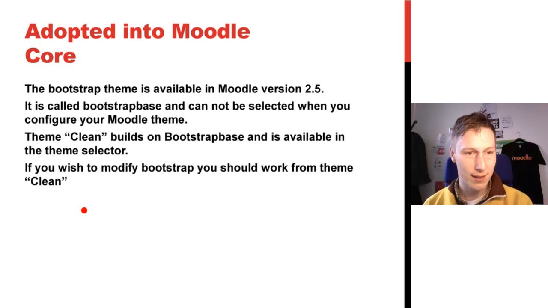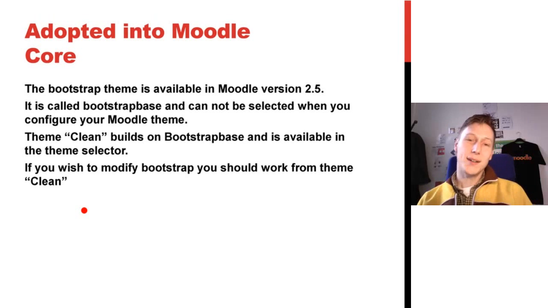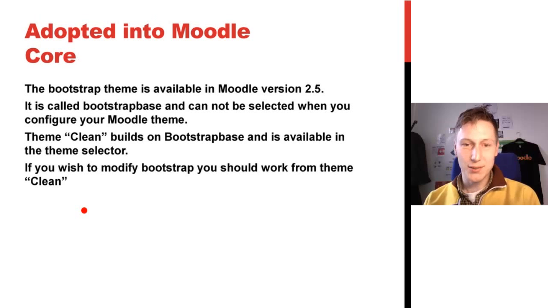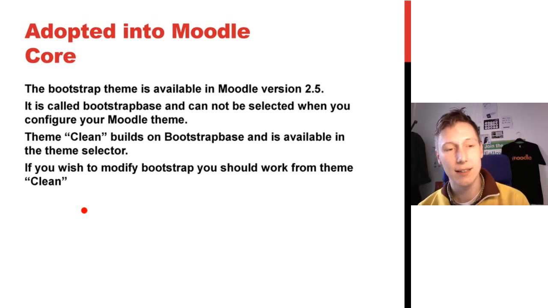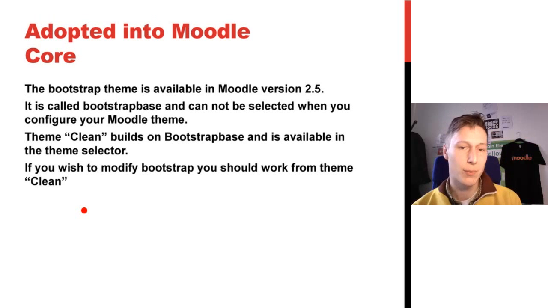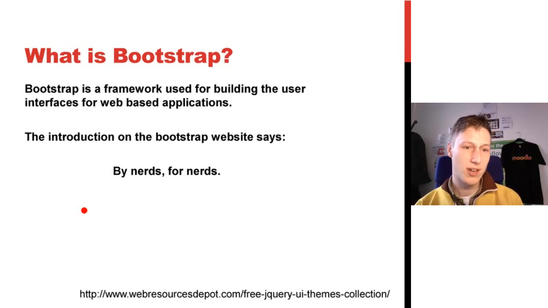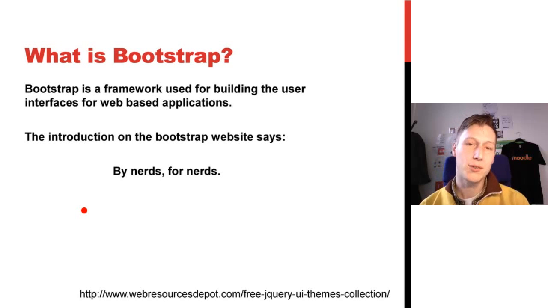Then the theme got adopted into Moodle Core, and that was really cool. The Bootstrap theme is available for version 2.5, and if you want to use it for instance in 2.4, you can download it from the plugins database. And as I said before at the introduction, the theme is called Bootstrap Base, and it's a base theme for Moodle. You cannot select it when you want to change themes on your site. You have to use the theme Clean from the theme selector. And if you wish to modify Bootstrap, you shouldn't be modifying the Bootstrap base theme, but you should work from the Clean theme.